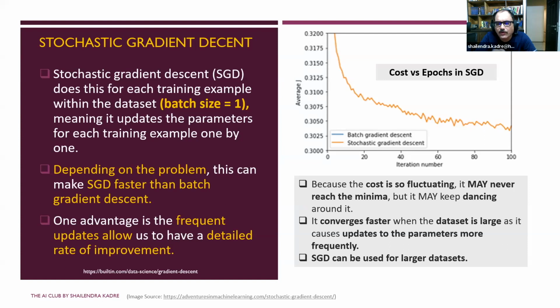But the advantage is it converges faster when the data set is large, as it causes frequent updates to parameters. So convergence is faster. If you have a large data set, you can apply this method. If your data set is 1 million rows, you can apply this method.